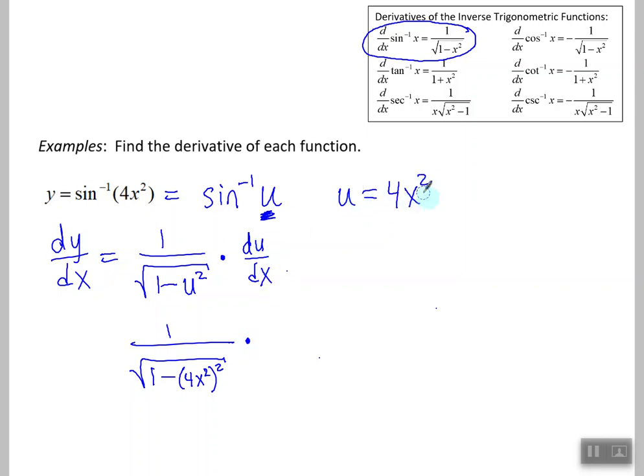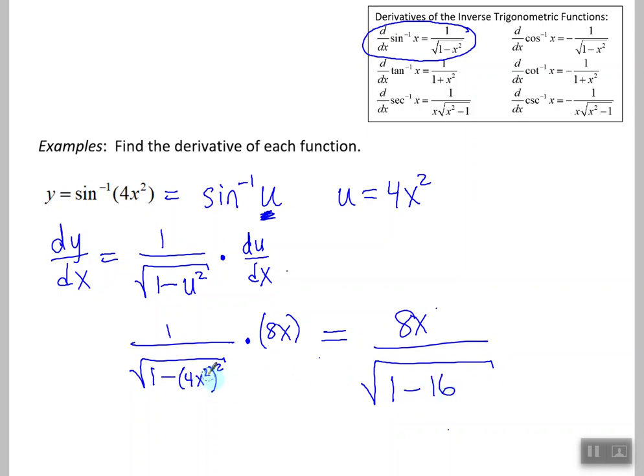What is the derivative of 4x squared? That will be 8x. There is our derivative, a valid answer, but of course we can clean this up a bit. So let's do that. 8x times 1 is 8x divided by the square root of 1 minus 4 squared is 16, and x squared squared is x to the 4th, because 2 times 2 is 4.